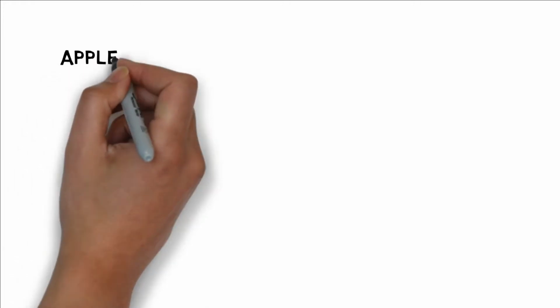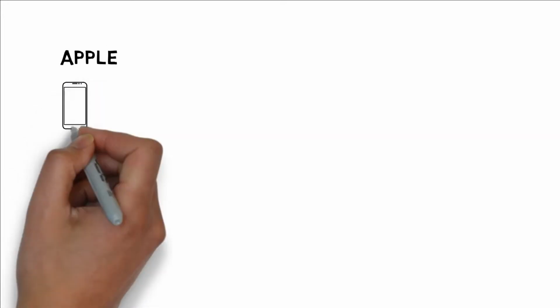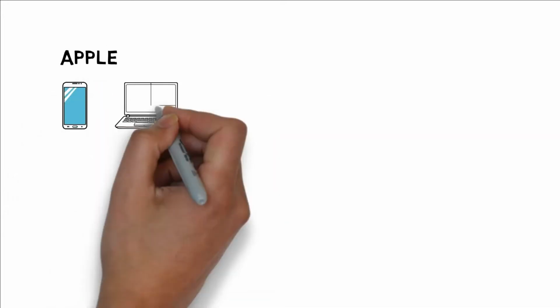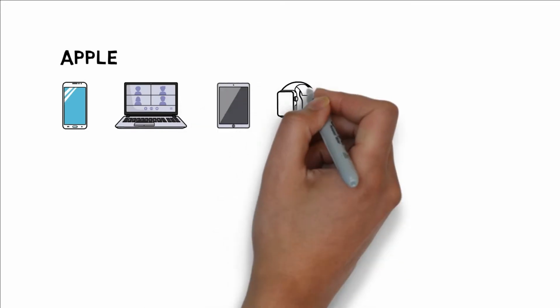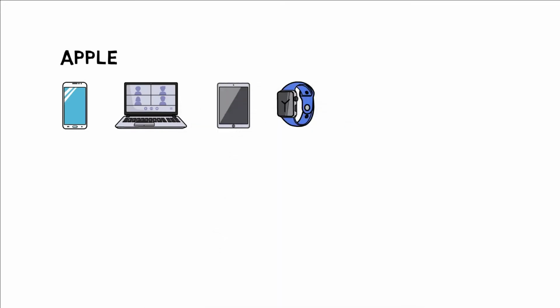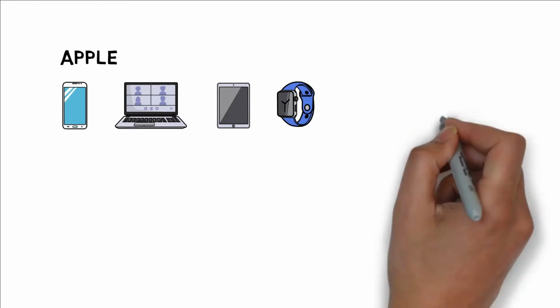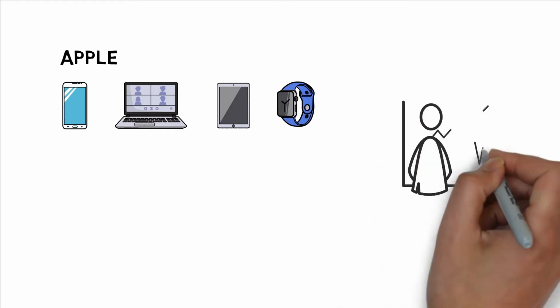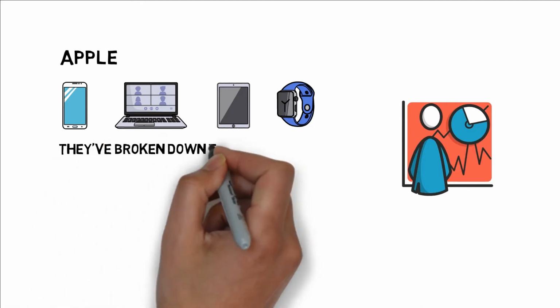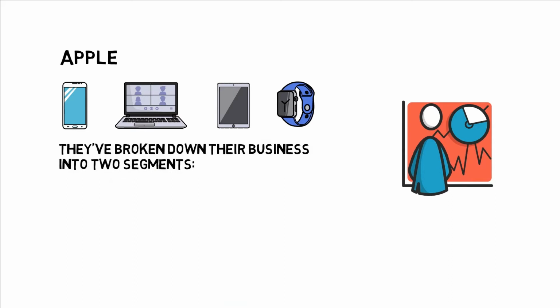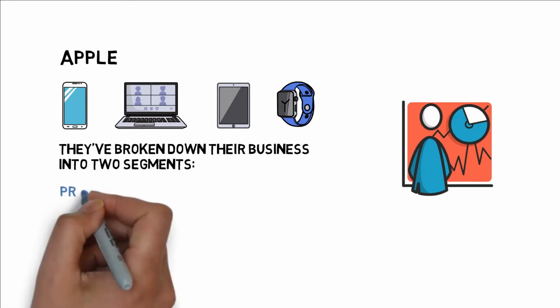Apple designs, manufactures, and markets smartphones, personal computers, tablets, wearables, and accessories, as well as a variety of related services. As we can see from the overview, management will typically give an overview of the company as a whole, as well as the segments it uses for management and reporting. We see for Apple that they've broken down their business into 2 segments.